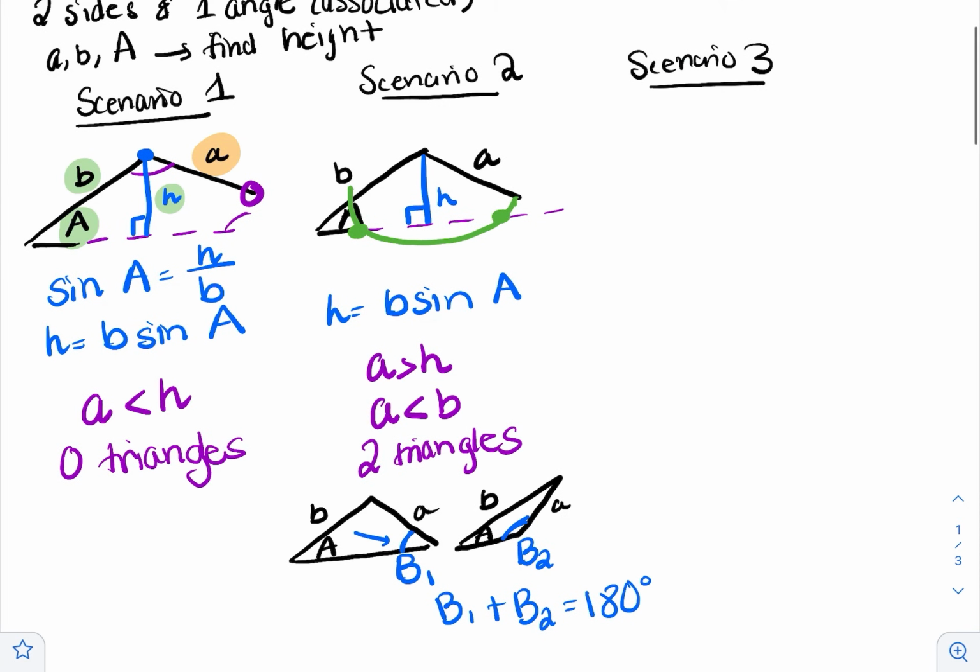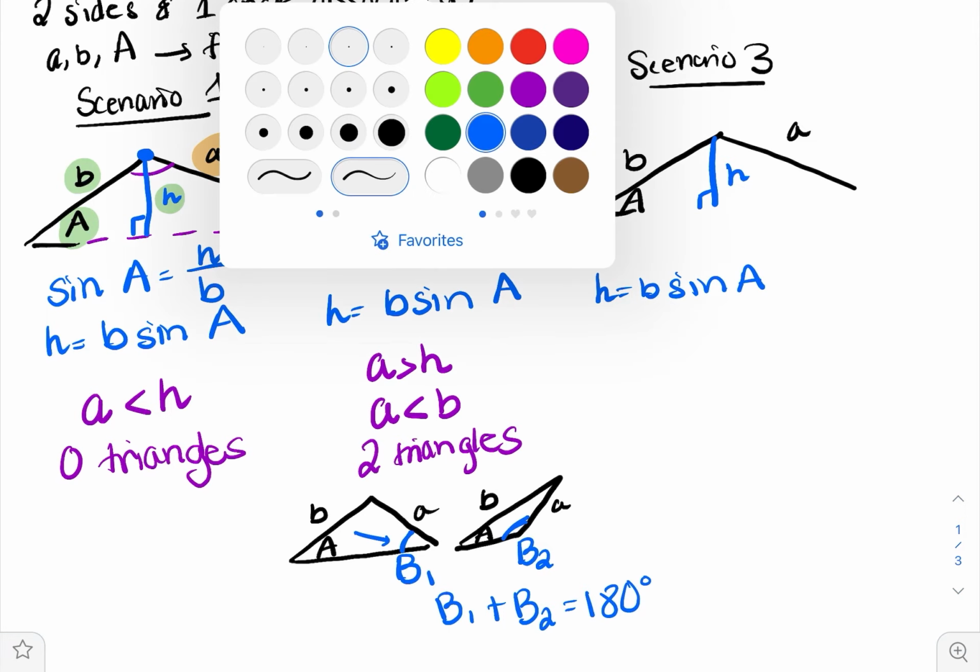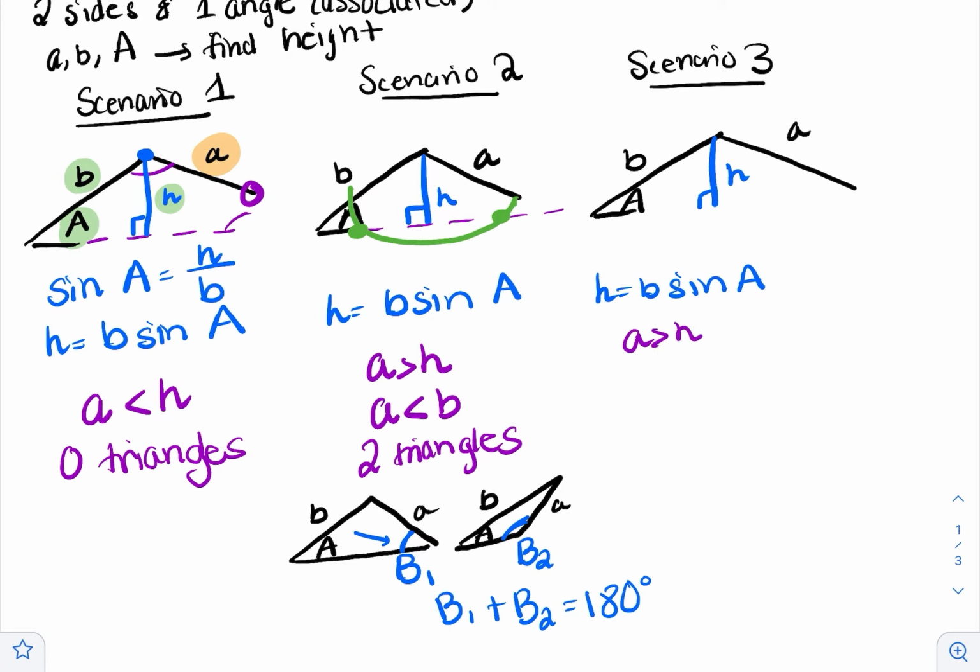Now, scenario 3. Again, we begin the same way. So this is A, this is B, this is little a. And as you can tell, I'm starting to make A bigger and bigger every time in the diagram. So this is perpendicular, this is H, this is still H equals B sine A. And now I have that A is still greater than H, because we already know if it's less, you don't have any triangle. And then A is also greater than B. In this situation, you're going to have one triangle.